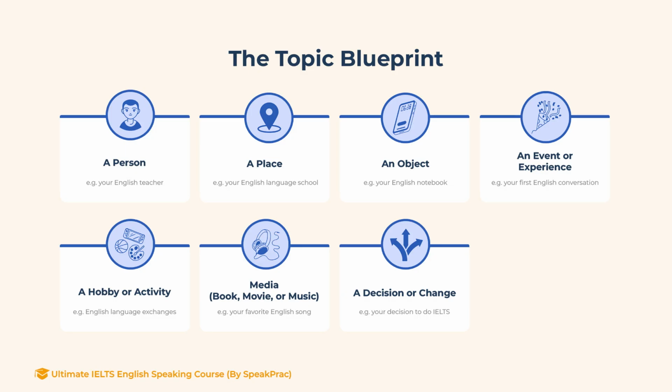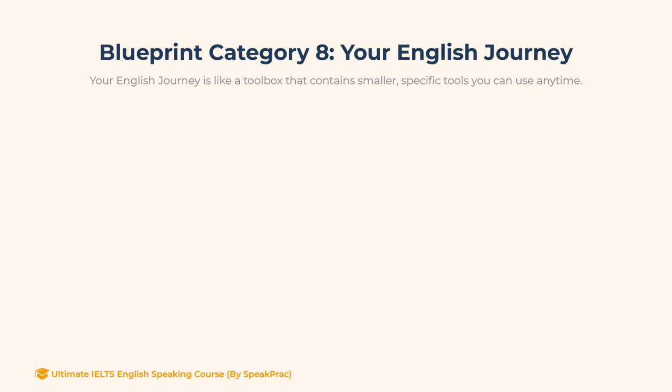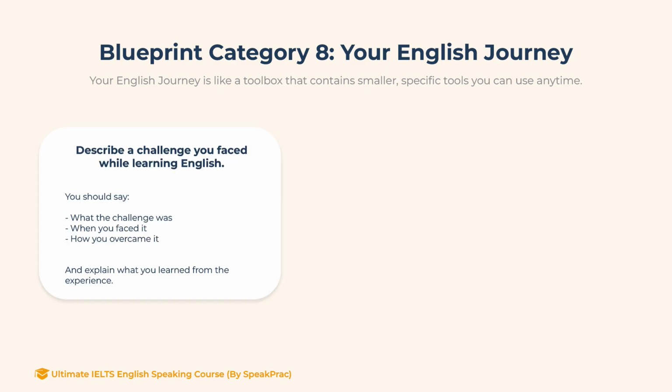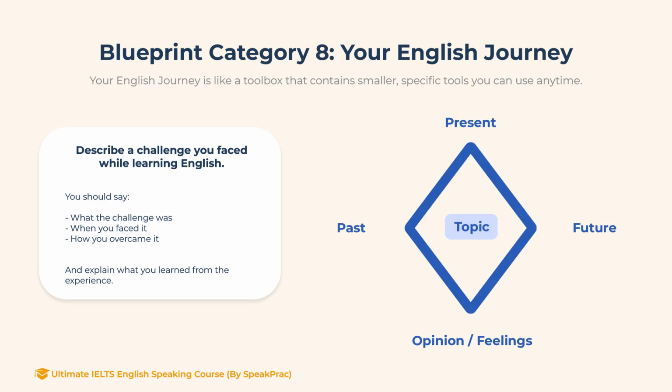But here's the best part. Sometimes the IELTS speaking examiner knows from your conversation in part 1 that learning English is a huge part of your life right now. So it's not surprising that you might get a cue card that is directly about this experience, like, describe a challenge you faced while learning English. You should say what the challenge was, when you faced it, how you overcame it, and explain what you learned from the experience. This is a perfect opportunity. You're literally living this topic. You have so much to say.